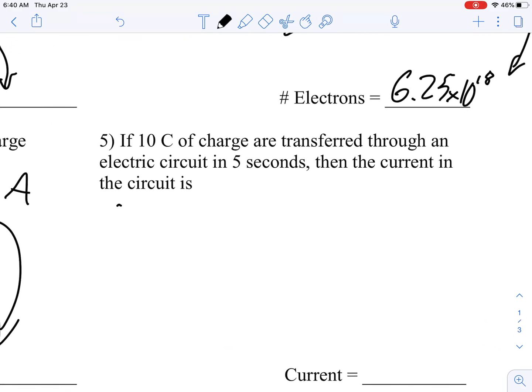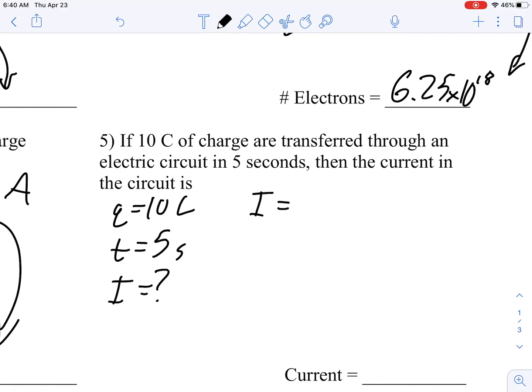So this one, if 10 coulombs of charge is transferred through an electric circuit in 5 seconds, then what's the current? So I equals delta Q over T, 10 over 5. And we get 2 amps again.